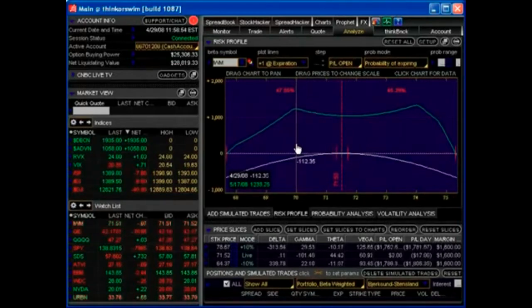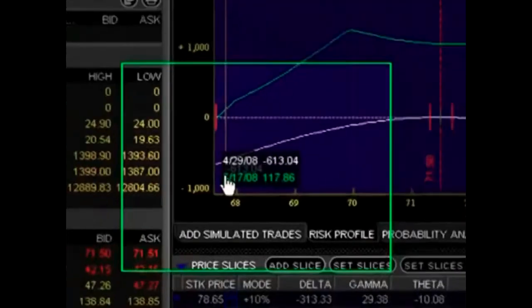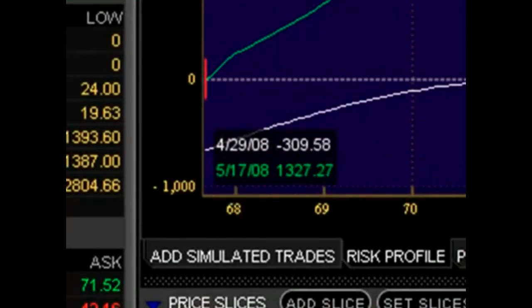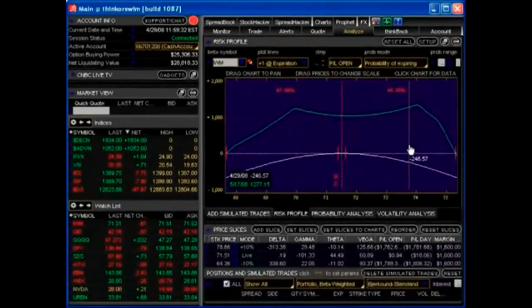Now, we have a margin of $1,600. What kind of a return on investment is that? That's close to an 80% return on, maybe even more. If prices moved up, we might even make even more money. We have a maximum profit potential of $1,300 on this position. If you look down here in the left-hand corner, we're looking at the date of expiration, which is May 17th, not the current date, which is 4/29. We're looking at May 17th, which is the option expiration date. We have a profit potential here of $1,327.27 at expiration. That is close to a 95% return.